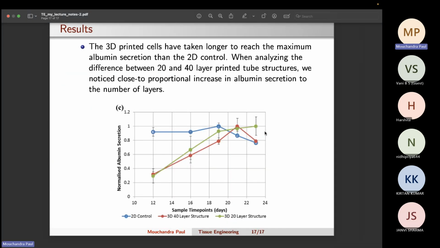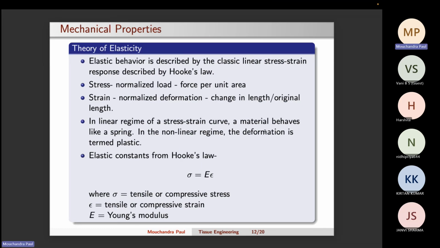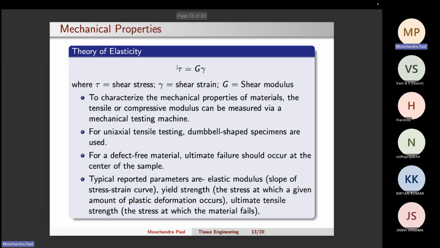So when you use the tensile or the compressive stress or strain, then you get the Young's modulus. But when you use the shear stress and the shear strain, then the proportionality constant becomes the shear modulus. So these two proportionality constants are being used to understand the strength of a material. One is Young's modulus or elastic modulus, another is the shear modulus.